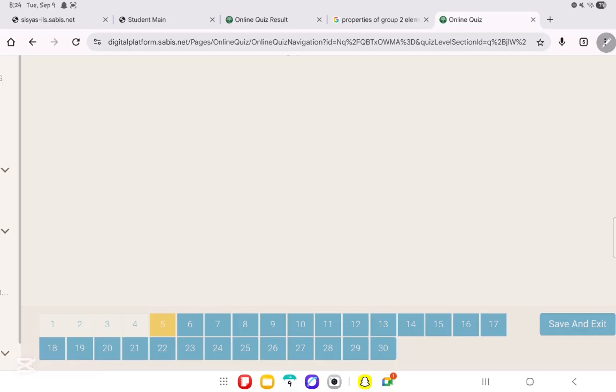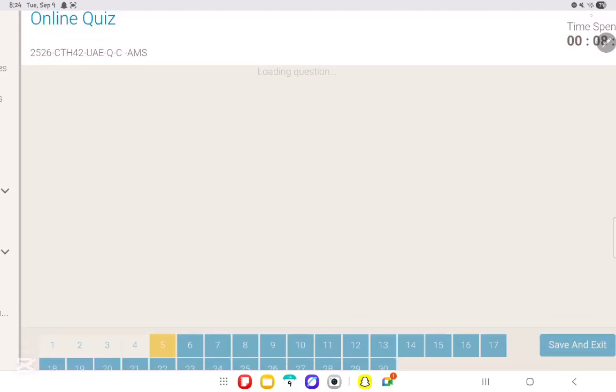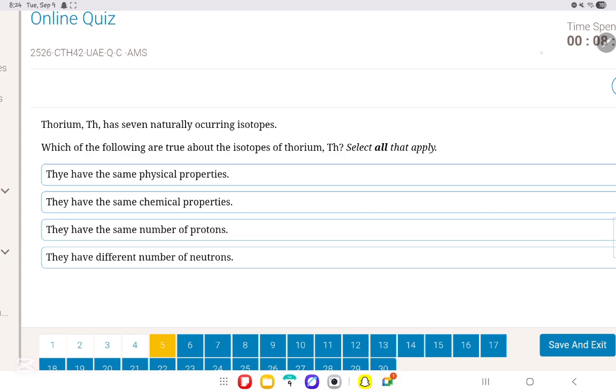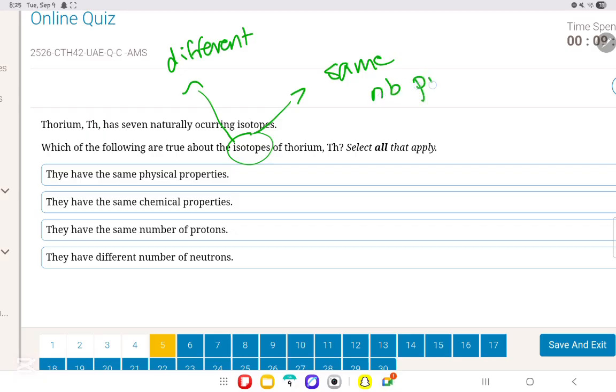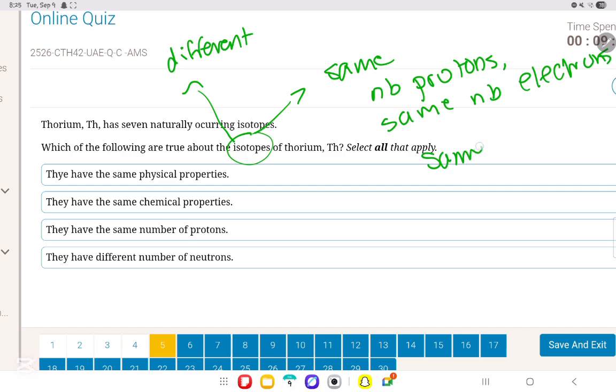Let's move on to question number 5. What does it say? Which of the following are true about isotopes of thorium? What do you need to know about isotopes? You have things that are the same and things that are different in isotopes. They will have the same number of protons, meaning the same atomic number. And because they have the same number of protons, they will also have the same number of electrons. And because of that, they will have the same chemical properties.